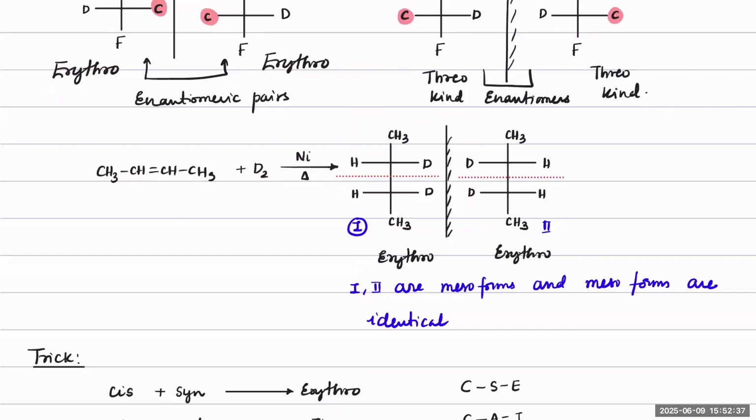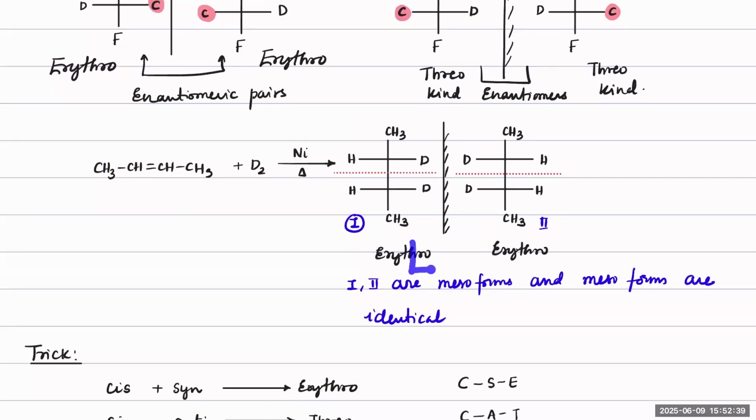Since there is a plane of symmetry passing, these two are referred to as meso forms. And all mirror images of meso forms are identical. That means 1 and 2 are identical species. They are not different. They are not stereoisomers. They are one and the same. They are identical molecules. Clear, beta?